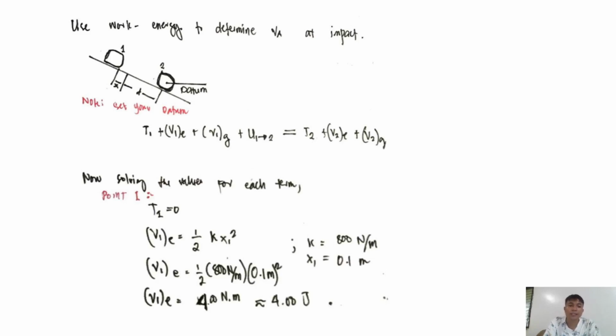For T1, this is 0. V1E is just equal to 1/2 kx1 square. We are given a K of 800 Newton per meter, and x of 0.1 squared, which gives V1E equal to 4 Newton meter, or just equal to 4 joule.